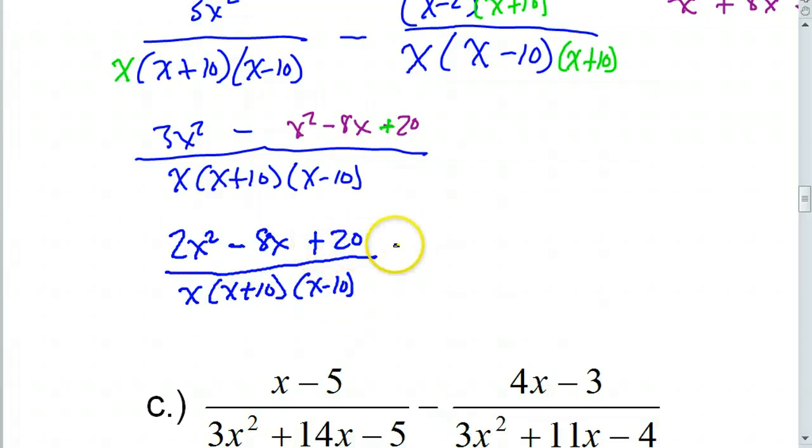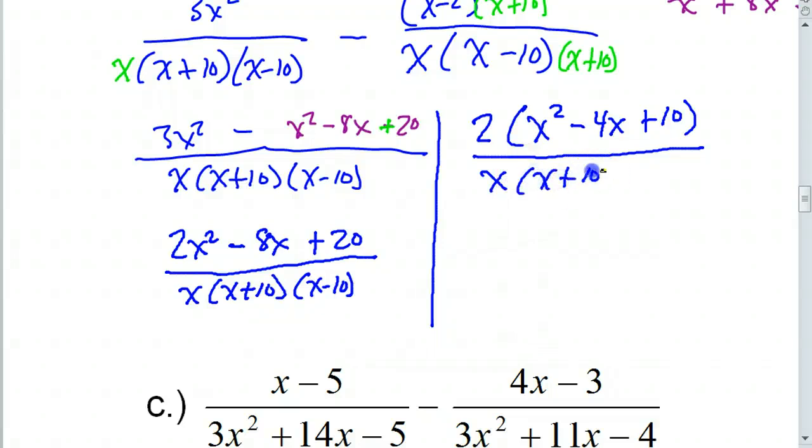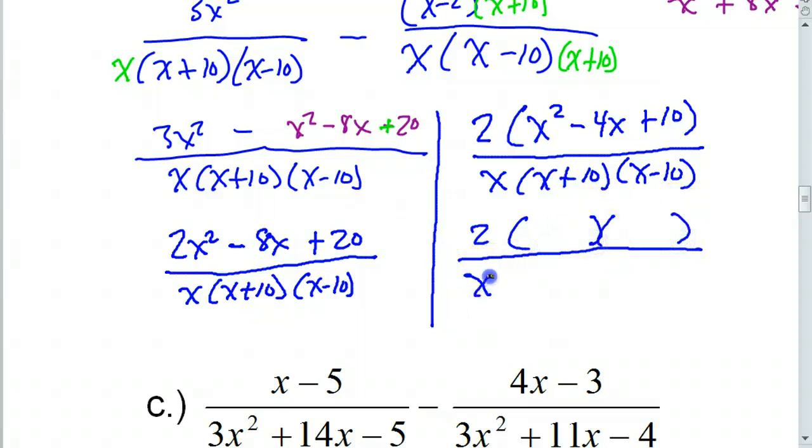What am I going to do first? Definitely pull out the GCF. So I'm seeing that 2. All right, so I'm going to bring this up here. So I've got 2, and that leaves x squared minus 4x plus 10, over x times x plus 10 times x minus 10. All right, now I'm going to keep going trying to factor that numerator, to see does this factor.